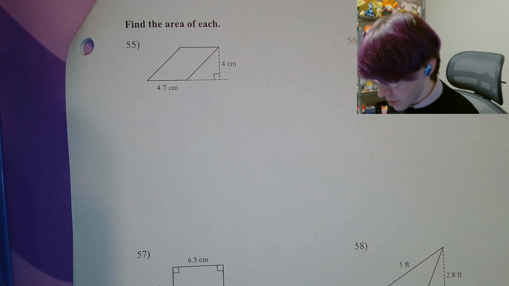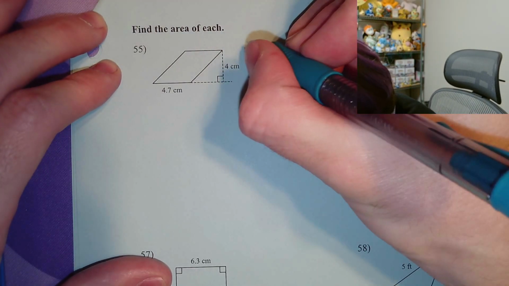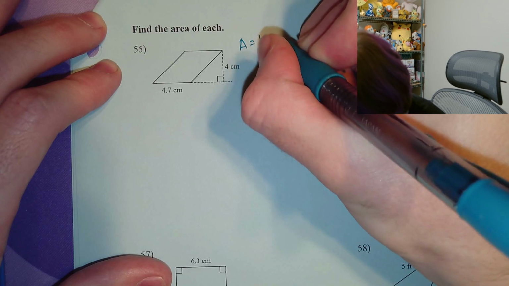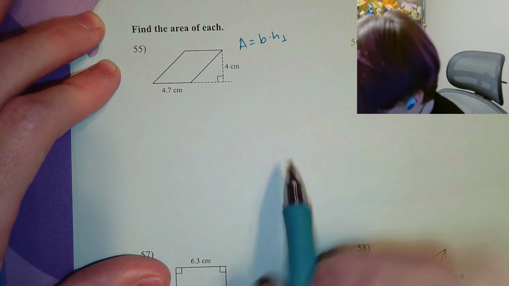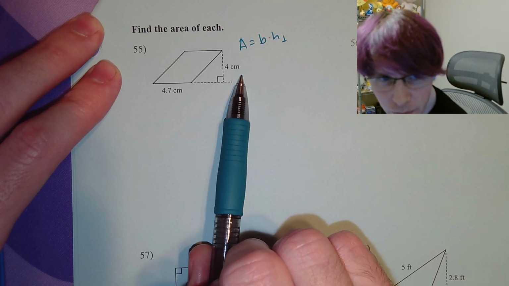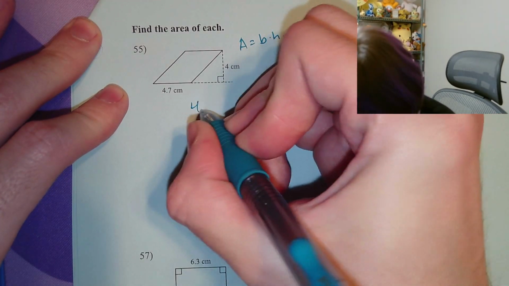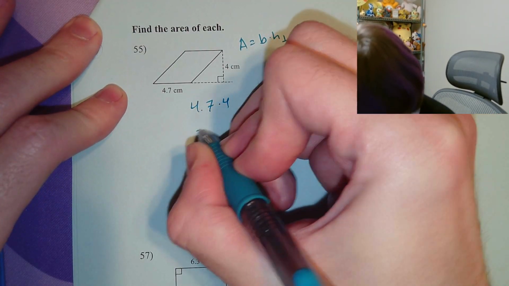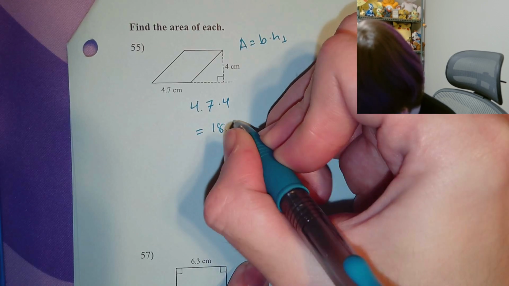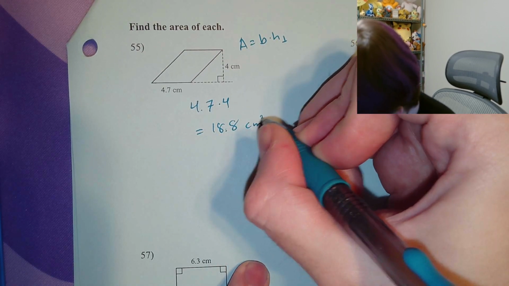So you have 4.7 times, oh yeah, this is going to be area of a parallelogram is going to be the base times the height perpendicular to the base. So it's going to be 4.7 times 4. So 4.7 times 4 is going to be 18.8, and we're going to have centimeters squared.